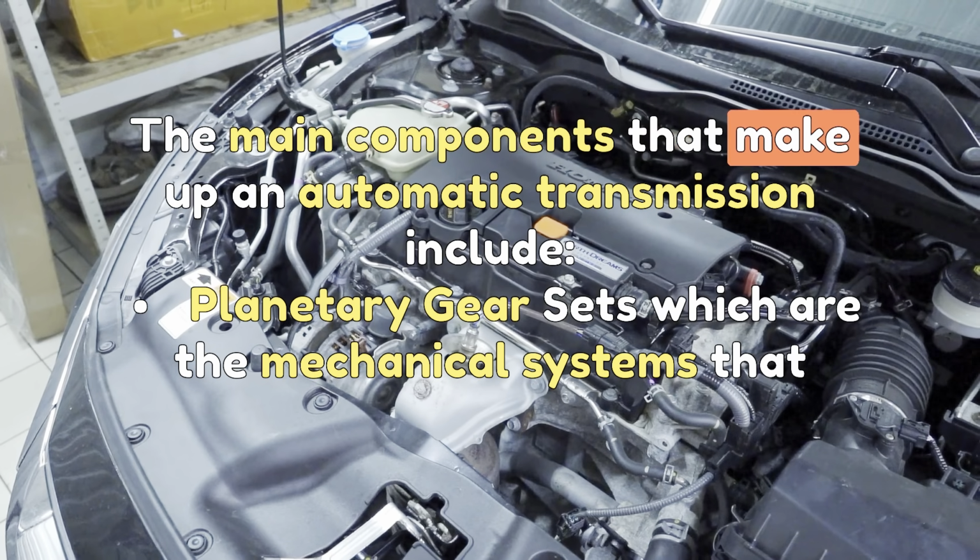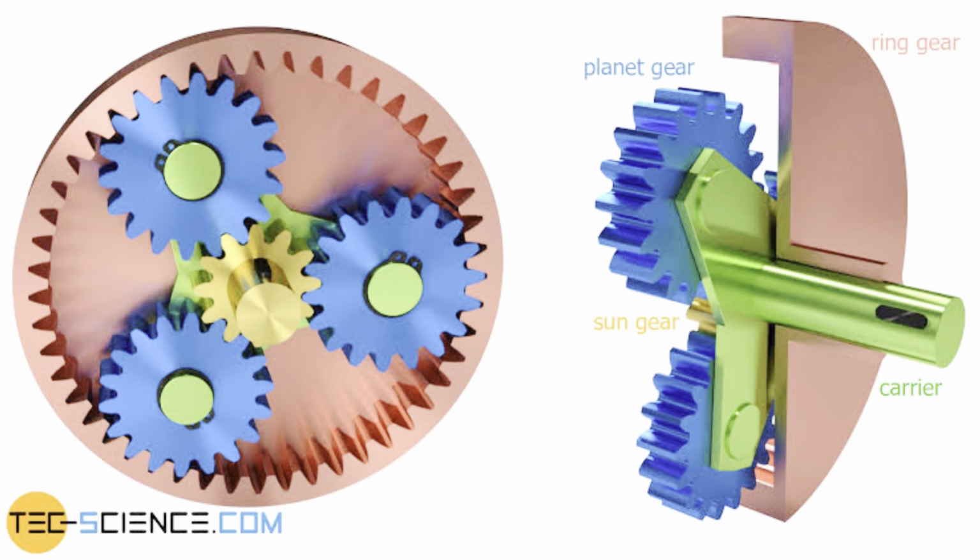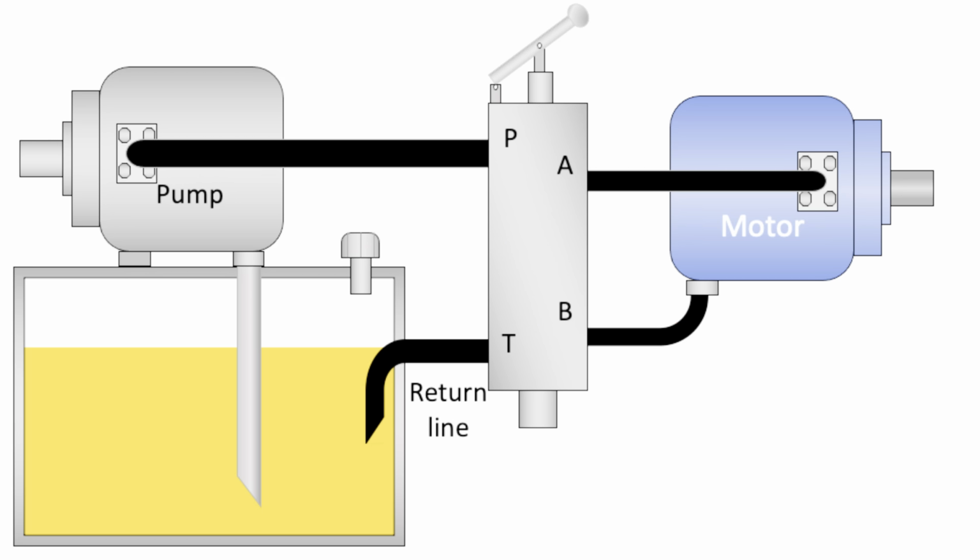The main components that make up an automatic transmission include planetary gear sets, which are the mechanical systems that provide the various forward gear ratios as well as reverse. The hydraulic system, which uses a special transmission fluid sent under pressure by an oil pump through the valve body to control the clutches and the bands in order to control the planetary gear sets.